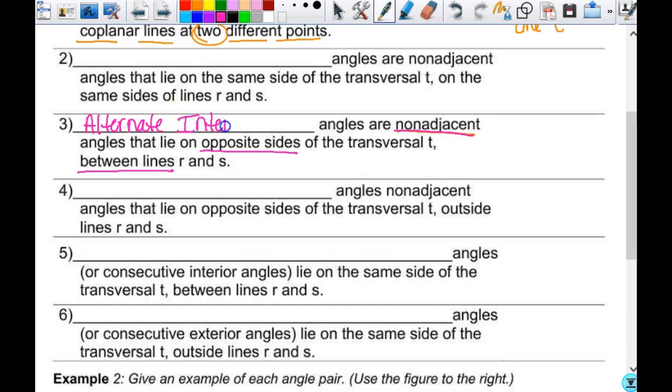Interior angles. So that would be like angle 3 and angle 6, angle 4, and angle 5.